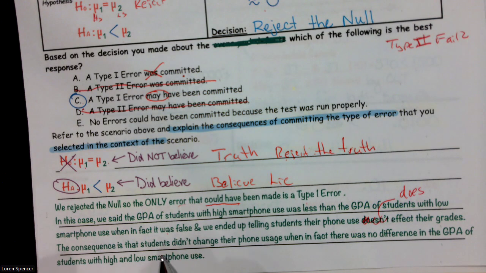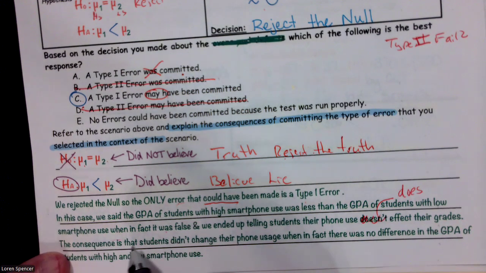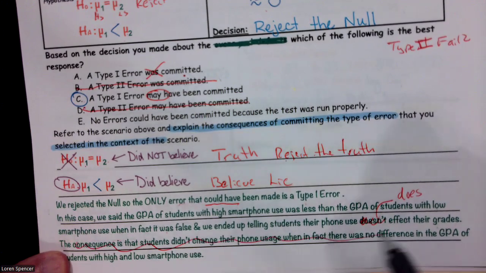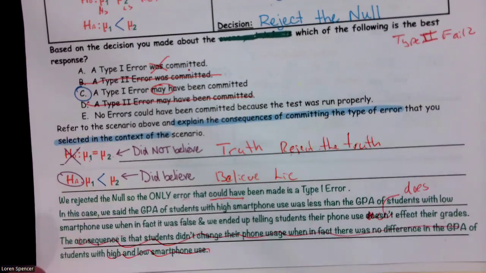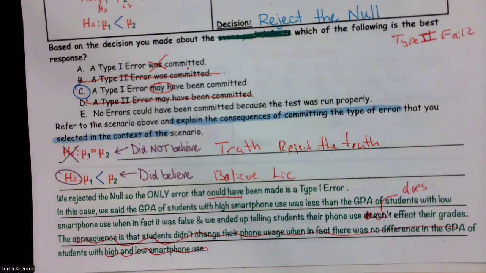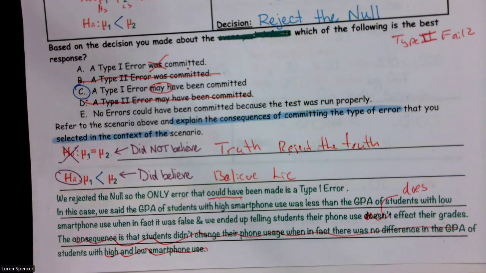when it doesn't. The consequence for students that didn't change their phone use was that they could continue to use their phone. But the consequence is that students could quit using their phone because they were told to, because they believed it lowered their GPA, when in fact there was no difference.